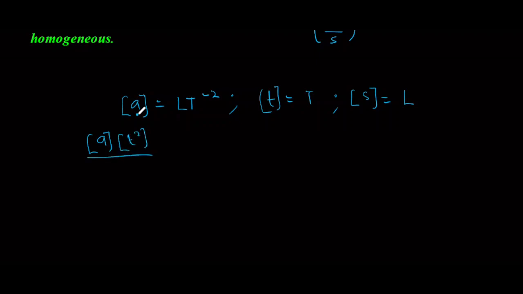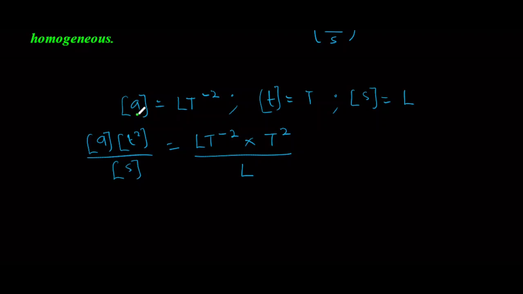Acceleration dimension is LT^-2, while for time it is T, while for distance its own dimension is L. Let's check for that. The dimension of acceleration and the dimension of t squared over the dimension of s: the dimension of acceleration is LT^-2, multiplied by the dimension of time, which is T but squared, over the dimension of distance, which is L. So let's try to simplify this.